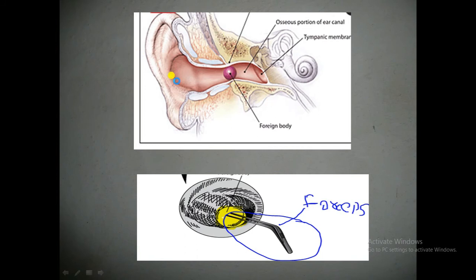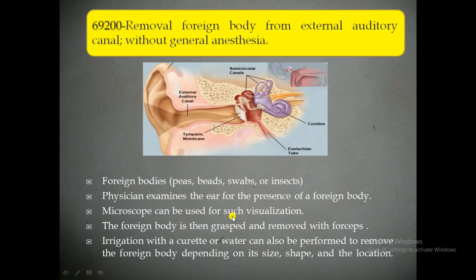And then next, the physician will take the forceps. See in the image, these are the forceps. With the help of the forceps he will remove the foreign body. He will take instruments like forceps. So these are the forceps. He will grasp that, that means he will hold the foreign body, and then he will remove the foreign body slowly from the external auditory canal.